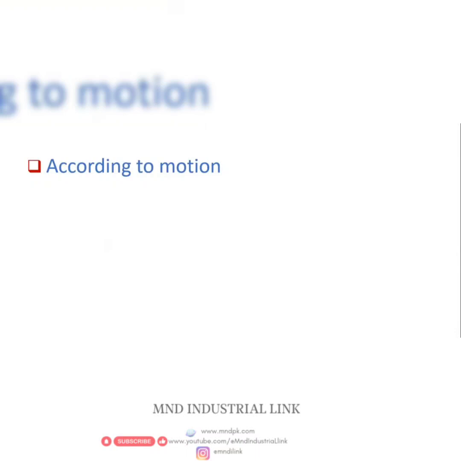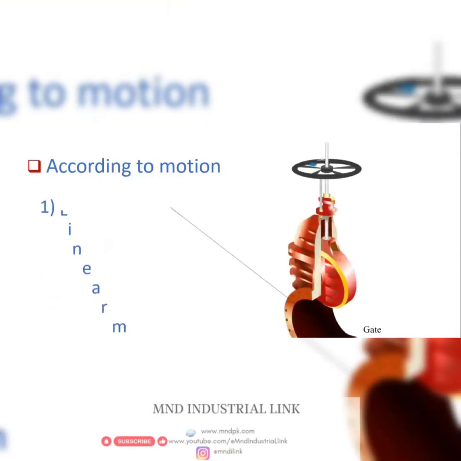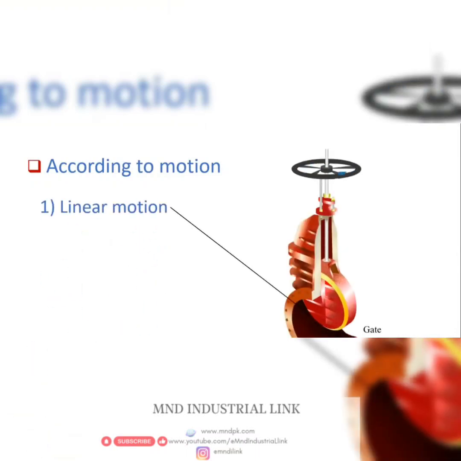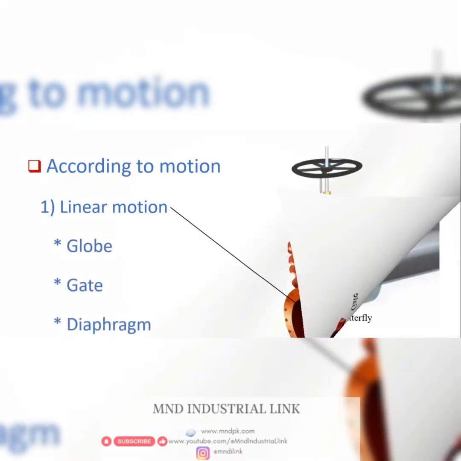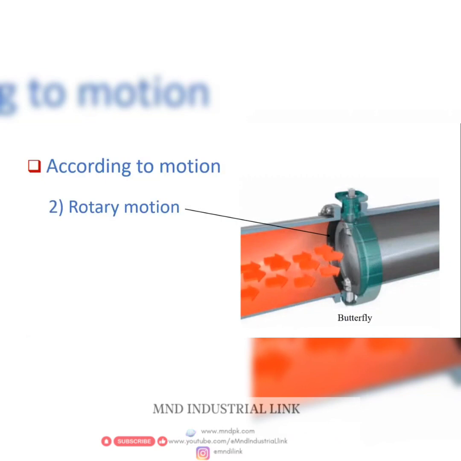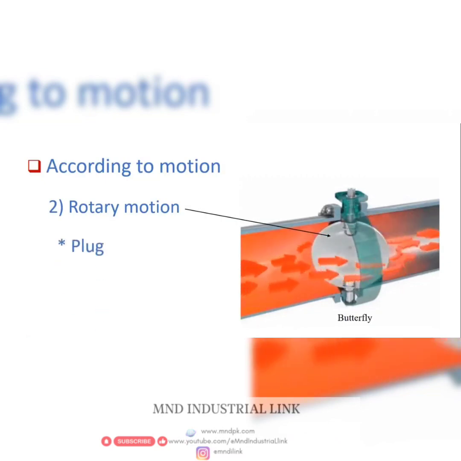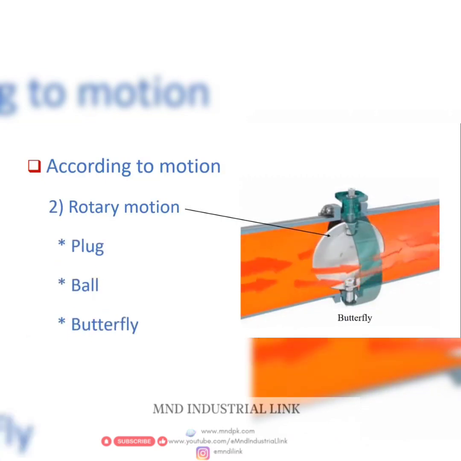The second way is according to motion. First we have linear motion, as you see. Under the linear type we have globe, gate, and diaphragm. The second one is rotary motion, as you see. Under the rotary type we have plug, ball, and butterfly.